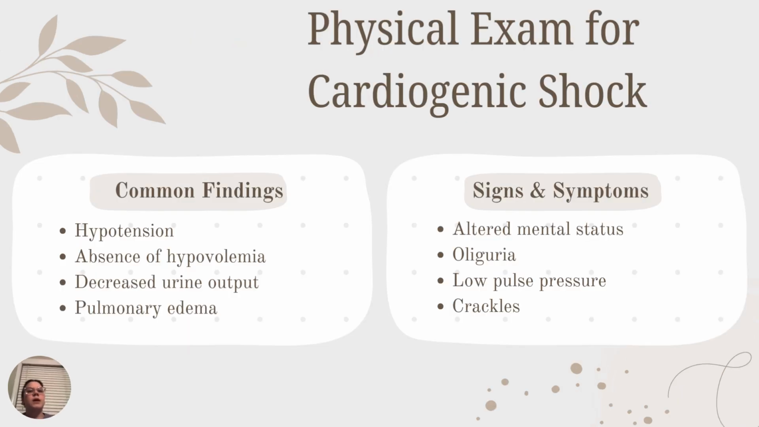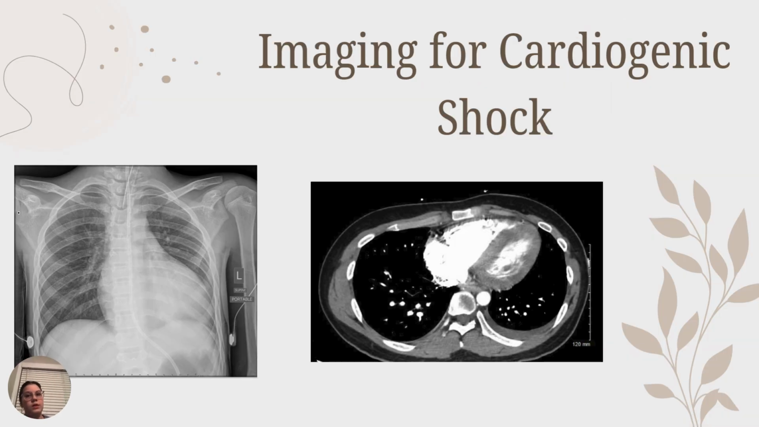So physical exam for cardiogenic shock. Your common findings include hypotension, the absence of hypovolemia, decreased urine output, and pulmonary edema. And then your signs and symptoms will include altered mental status, oliguria, low pulse pressure, and crackles in their breath sounds.